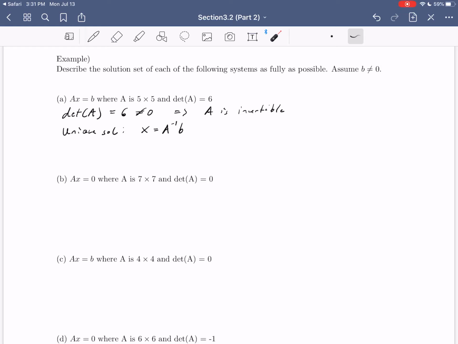So in this situation, if we had a 5 by 5 system where the determinant of the coefficient matrix was 6, we automatically know that it's an invertible matrix. So we know that there will be a unique solution, and that unique solution will have the form of the inverse times the original system constants.